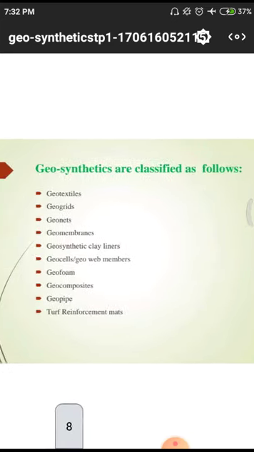Next, geosynthetics are classified into different grades and materials. First of all, those grades are geotextiles. Normally, textiles are what we wear in our daily life. Those textiles are made of cotton, silk, and different materials. Cotton we normally use, and silk, linen, and polyester. Those are the different types of these geotextiles.